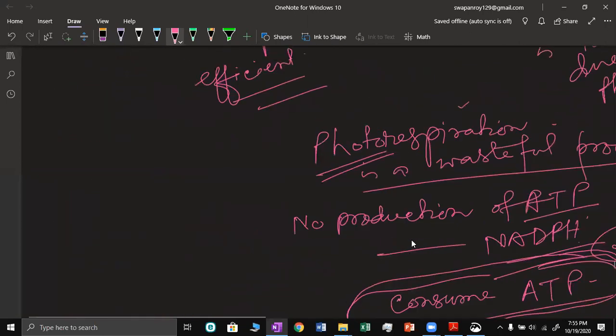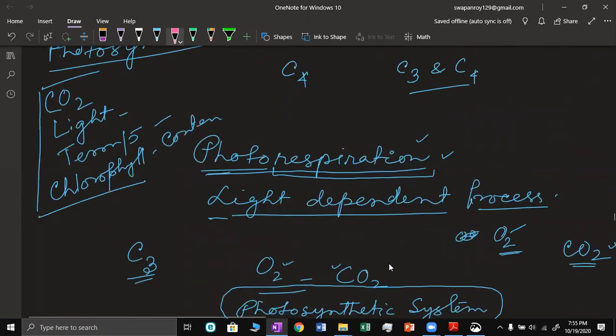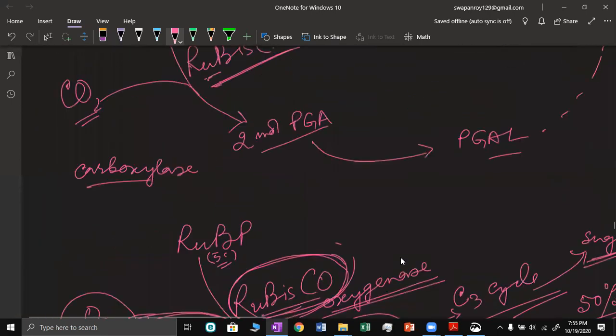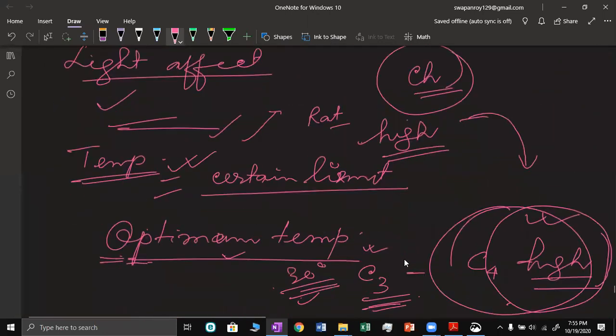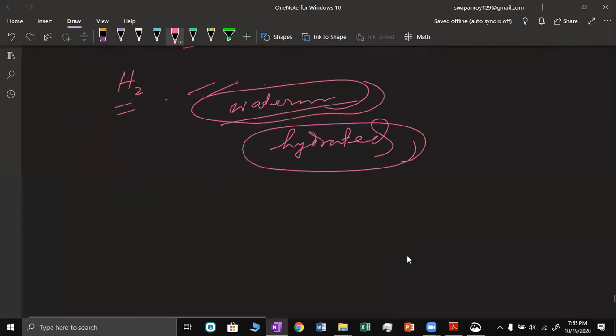If you have any question from here, you can ask. From the factors, usually this question is asked: Blackman's law of limiting factor, and also which concentration, which temperature, what is the relation between the rate of photosynthesis and other factors. From here, we get questions in the NEET exam also.